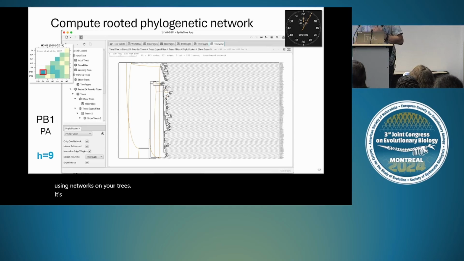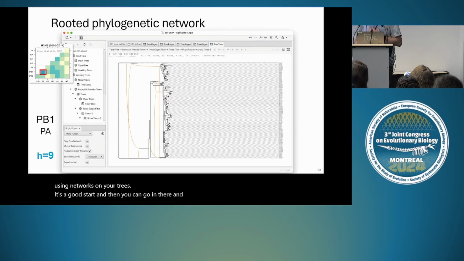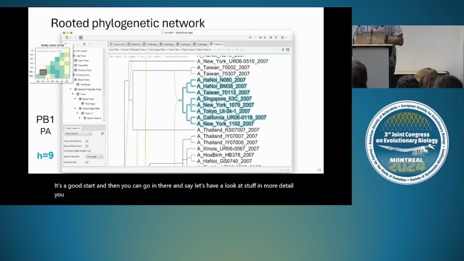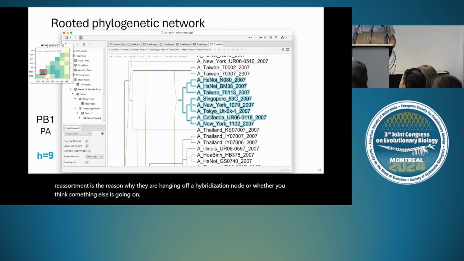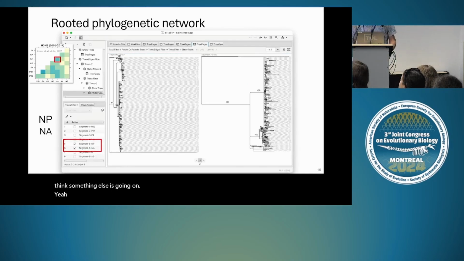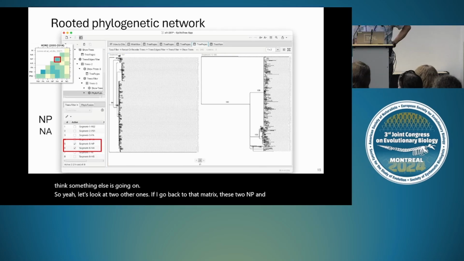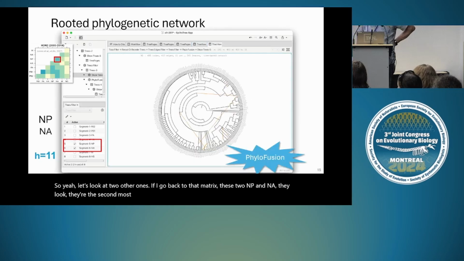it's a good start. And then you can go in there and say, let's have a look at stuff in more detail. You can go in there and try and figure out whether this group of strains here, whether you think reassortment is the reason why they are hanging off a hybridization node, or whether you think something else is going on. Yeah. So, let's look at 2 other ones. If I go back to that matrix, these 2, NP and NA, they're the second most similar trees. And if I run Phylofusion, I get a network containing both with hybridization number 11.